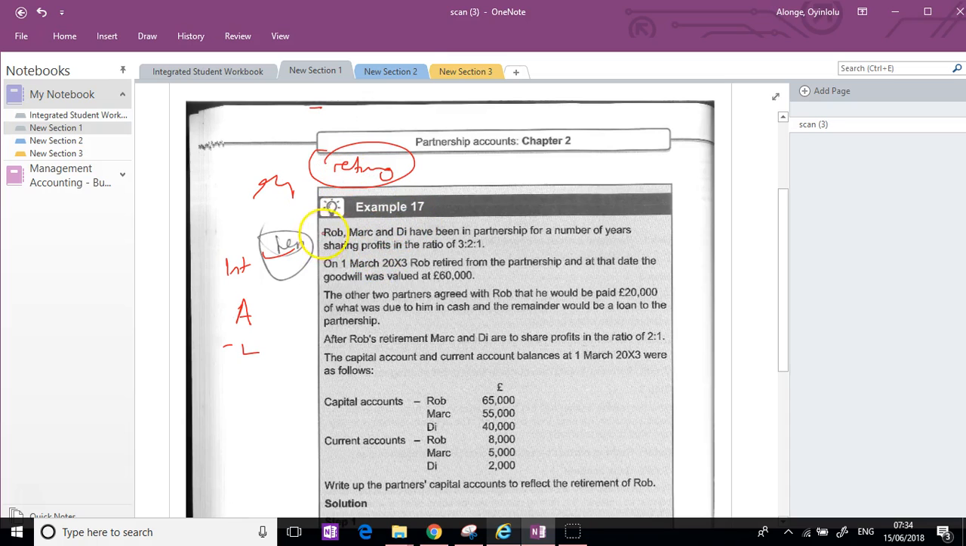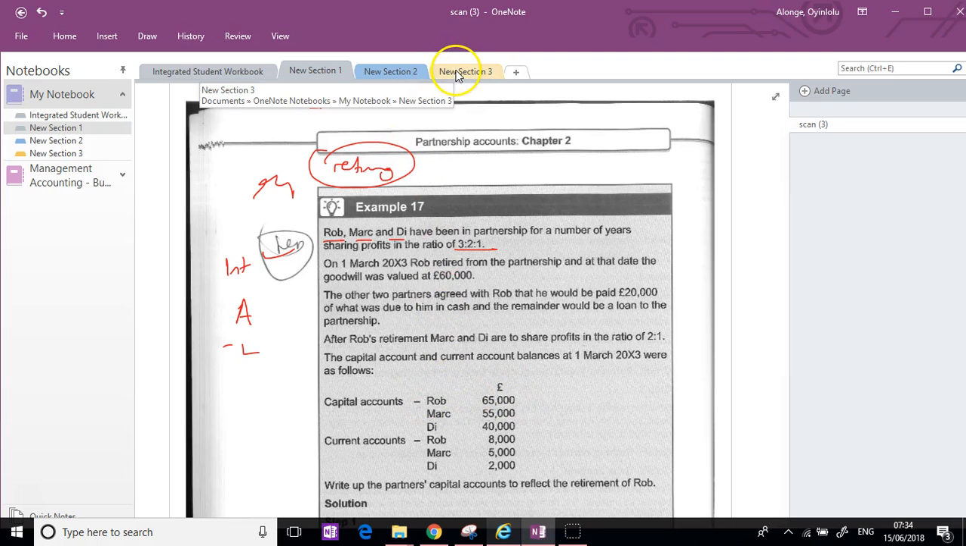So it says that we have three characters here. Rob, Mark, and D have been in partnership for a number of years, sharing profit in the ratio 3 to 2 to 1. And Rob is leaving. It tells us that at that date, the goodwill was valued at 60,000. And this is the information we have, the capital accounts.